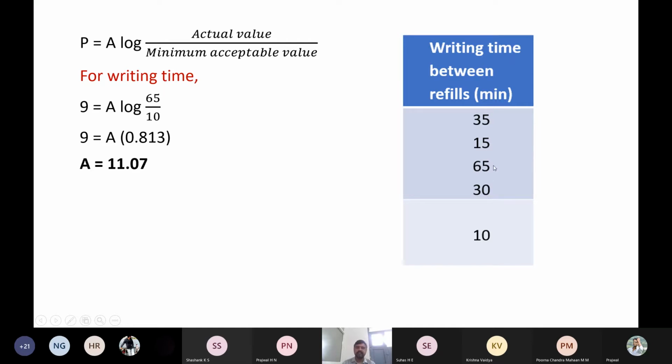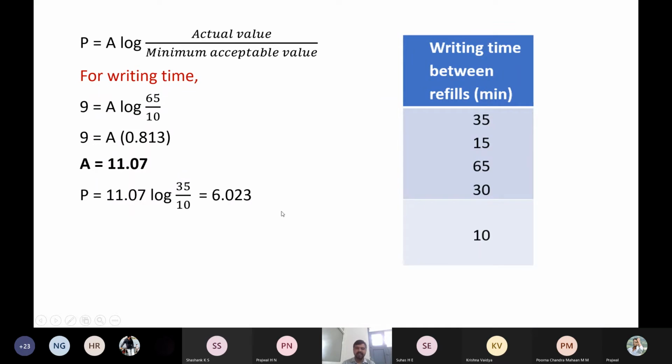Next, by using this constant, you can find the relative preference values. Already we have fixed the preference value for design concept C as 9. Next, consider constant A, which we have already determined as 11.07. So next we are finding it for design concept A. The actual value is 35, the minimum acceptable value is 10. You will get a preference number as 6.023.